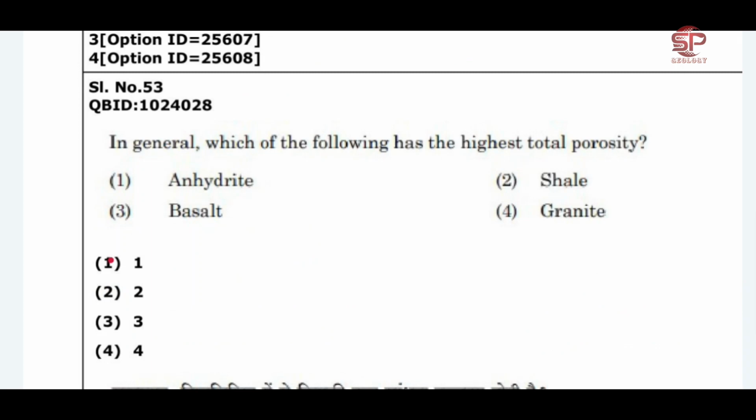In general, which of the following has the highest total porosity? Basalt and granite will be discarded. Anhydrite is dry, so it is also discarded. Shale has the highest porosity.